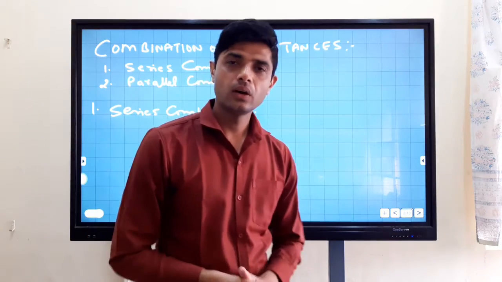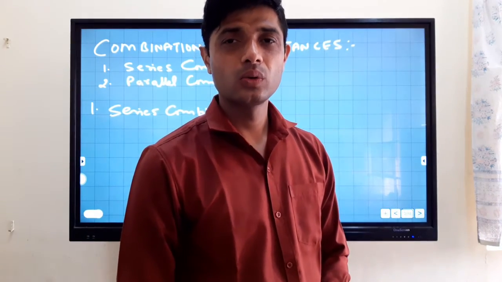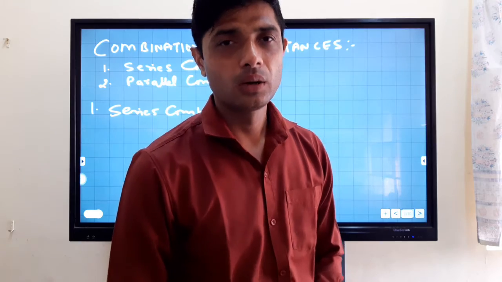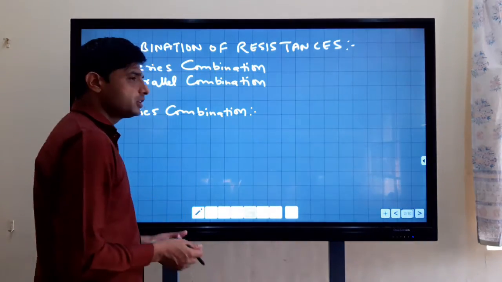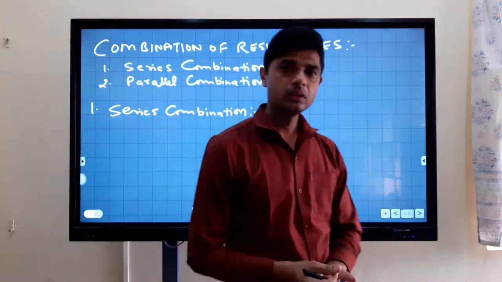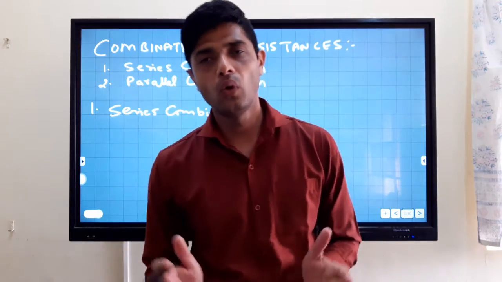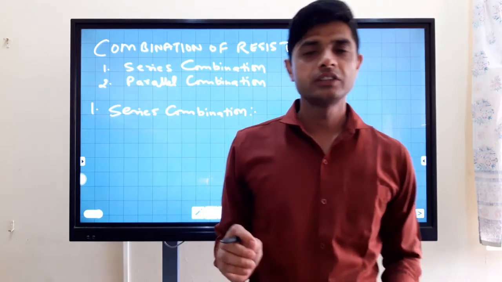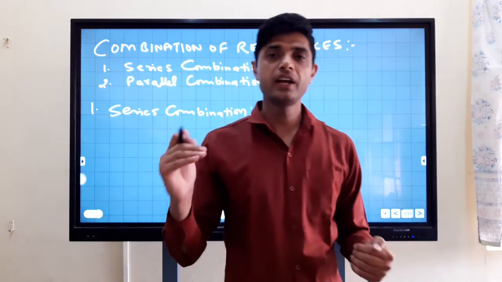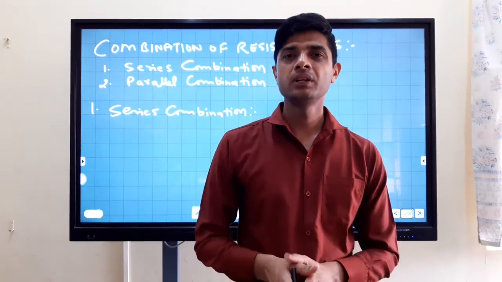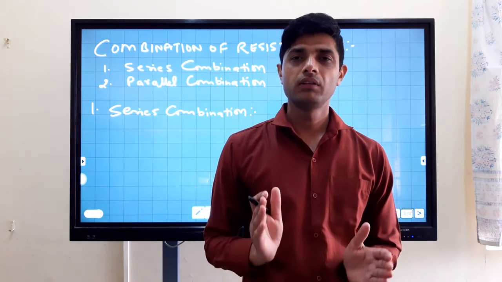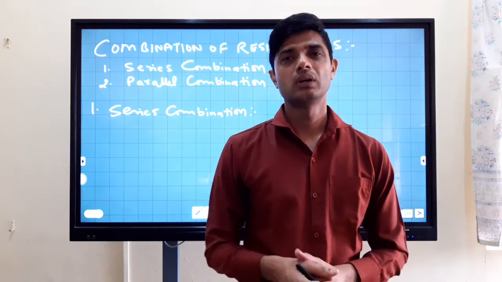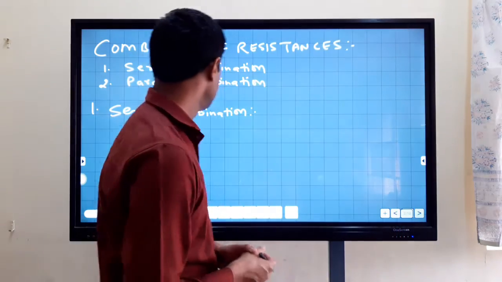Let three resistors of resistance R1, R2 and R3 be combined in series. What is series combination? Series combination is the combination of resistors in which resistors are combined end to end. It means there is only one path available for the flow of current.